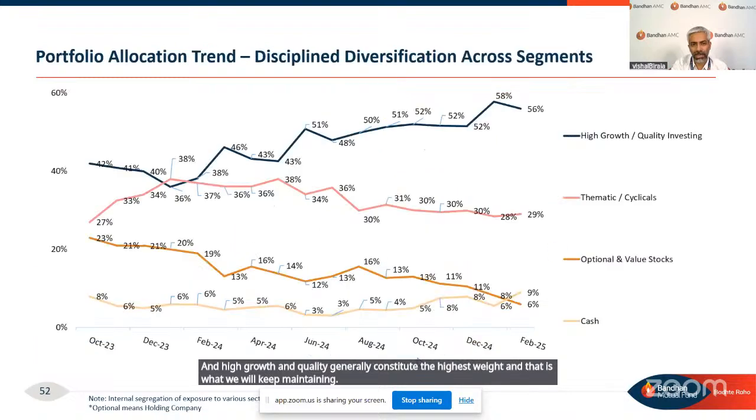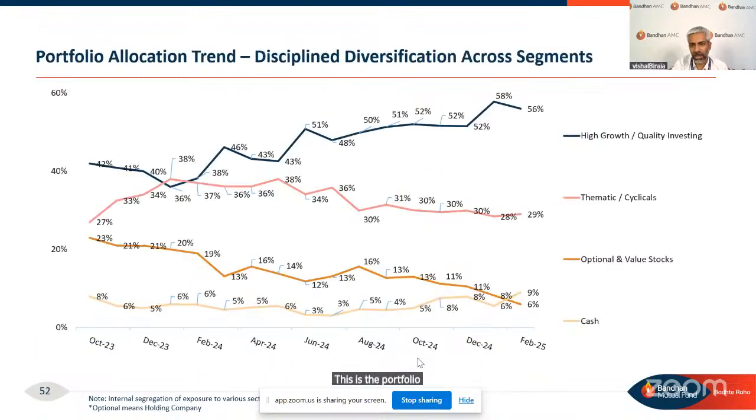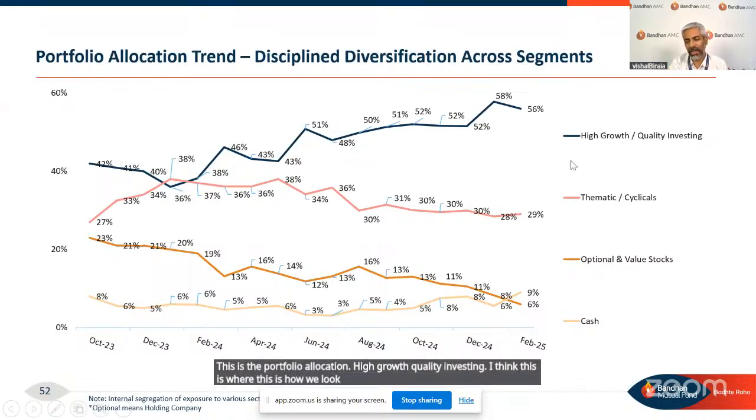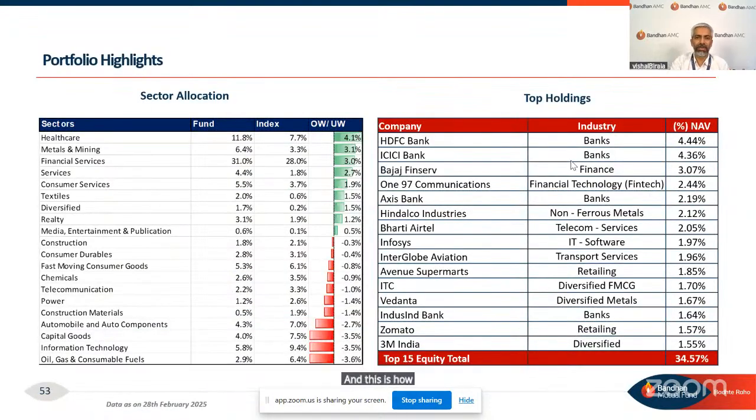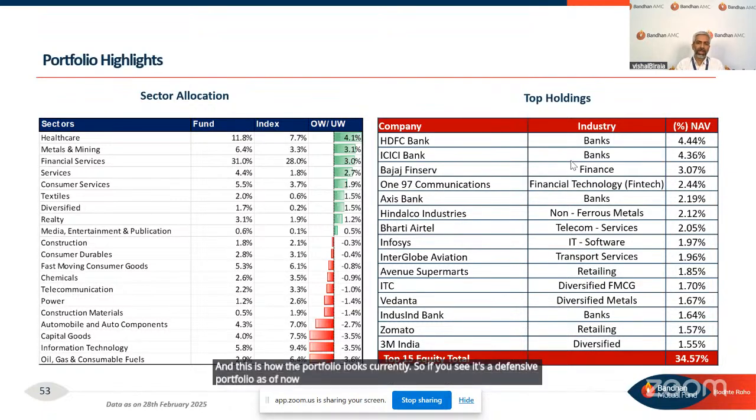So this is the portfolio allocation. High growth quality investing, I think this is how we look at it, rather than plain vanilla large, mid, small. And this is how the portfolio looks currently. So if you see, it's a defensive portfolio as of now. We've taken a few calls which have higher weight, but largely it's a defensive portfolio.